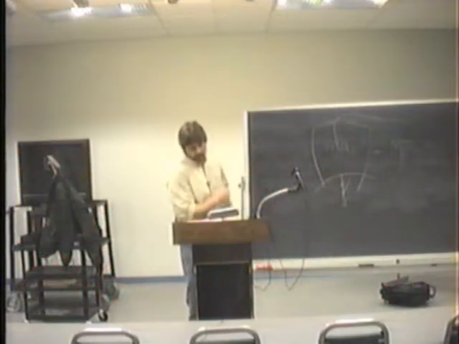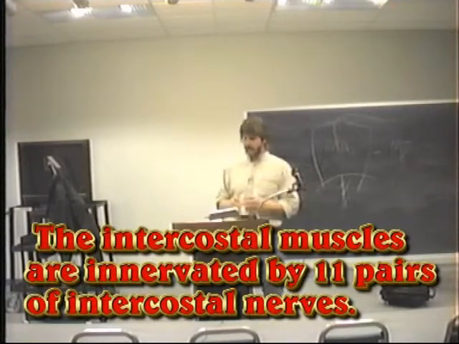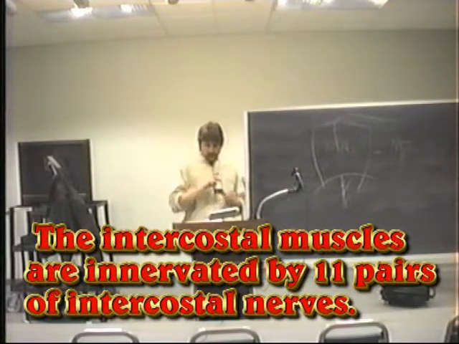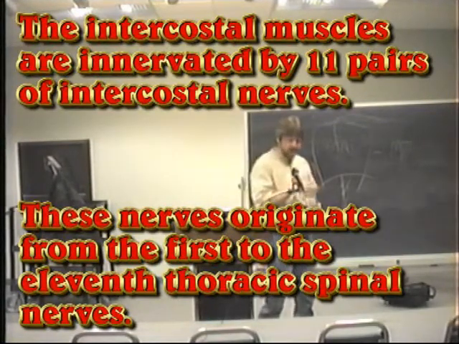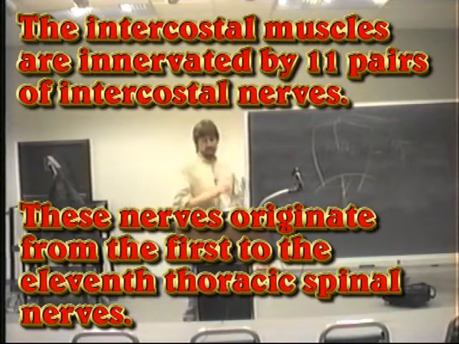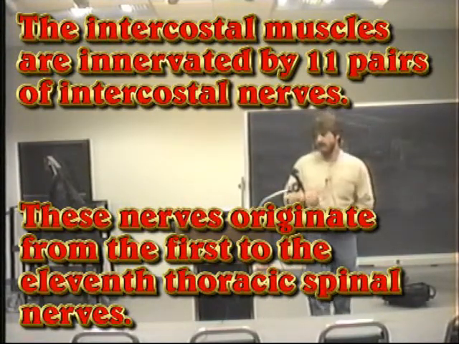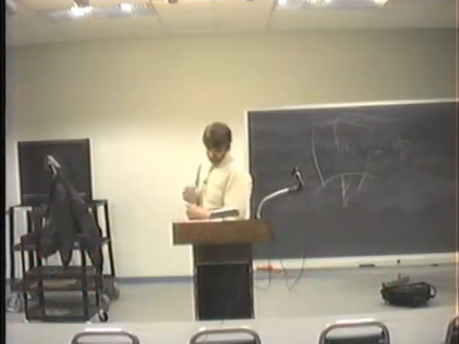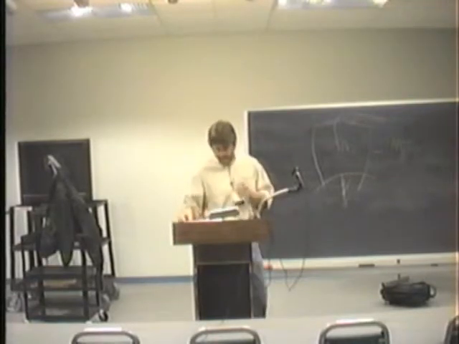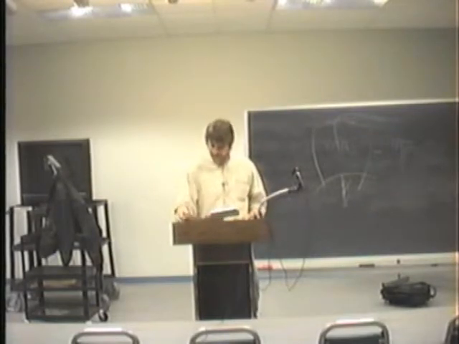The intercostal muscles are innervated by 11 pairs of intercostal nerves. And this is from the 1st to 11th thoracic spinal nerves. This is in your book. I'll go ahead and tell you anyway. This is what stimulates the intercostal muscles, these 11 pairs of nerves from the 1st to 11th thoracic spinal nerves. Got phrenic nerves out of the way.